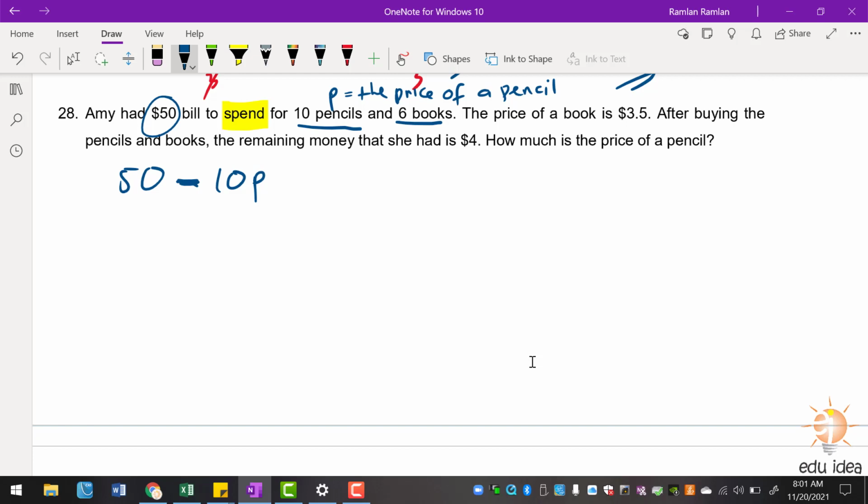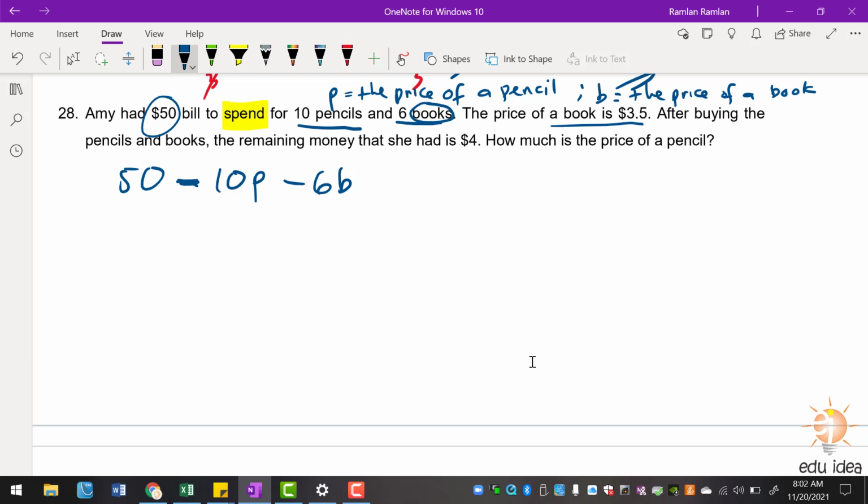And then it's not just 10 pencils, but she also spent that on 6 books. So the same thing with 10P, I'm going to subtract 6B this time, because I'm going to represent the price of a book with B. I'm going to write that down over here: B is equal to the price of a book. And the price of a book is $3.5, so I can write that down later actually.